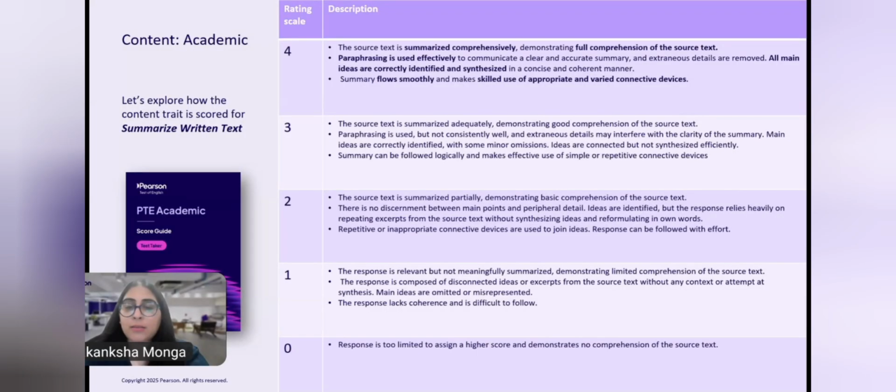And the response is lacking coherence or is difficult to follow, which means that upon reading, it does not make sense. It looks like separate ideas put together. At a 2, the test taker's understanding of the response has improved, as we can see. So the source text now at a 2 means that it has been summarized partially. Again, it's not displaying complete understanding of the text, but there is a partial attempt to summarize it.